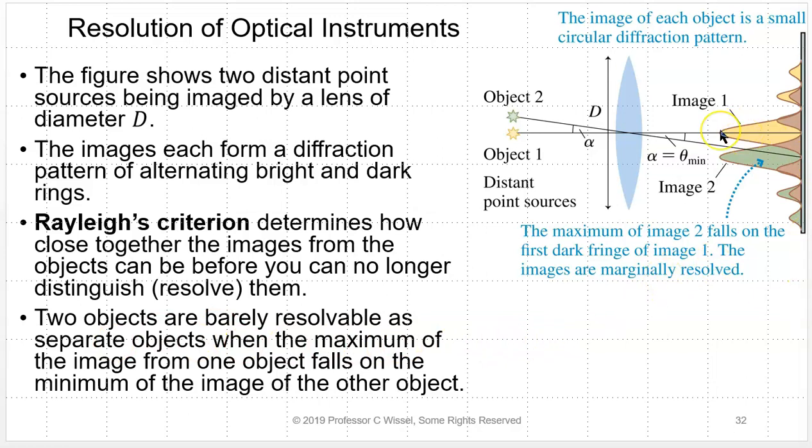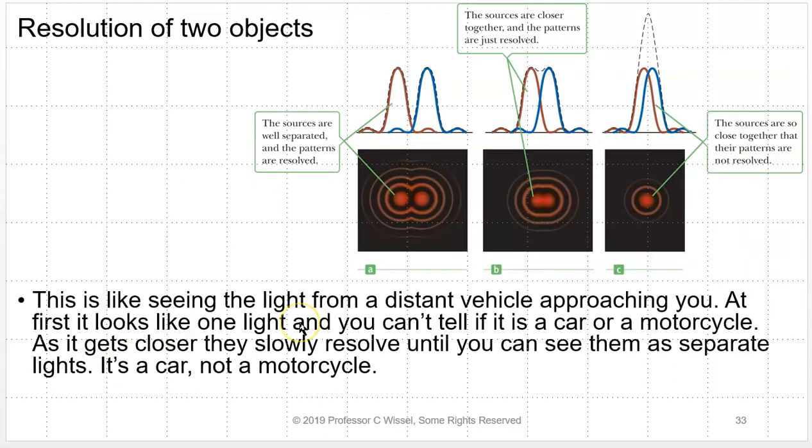If you look here, the maximum from image 1 is falling on the minimum from image 2, or the maximum from image 2 is falling on the minimum from image 1. At that point, this determines theta min, and when the objects are barely resolvable as separate objects, alpha equals theta min. This is like seeing the light from a distant vehicle approaching you. At first, it looks like one light, and you can't tell if it's a car or motorcycle, or maybe somebody with a burned out headlight. As it gets closer, they slowly begin to resolve until you can see them as separate lights. At this point, they're just barely resolved.